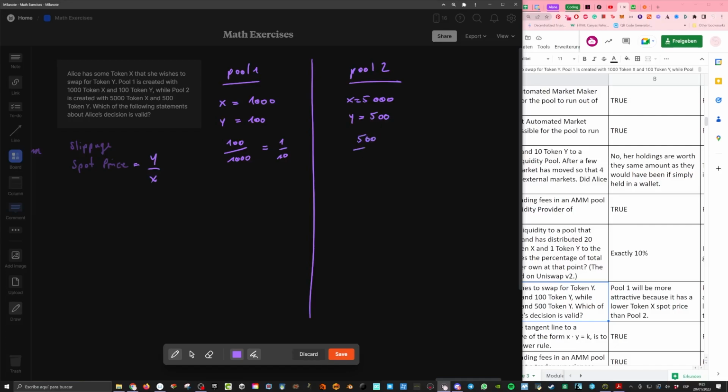And I think what they're trying to get us to notice is that even when the spot price is the same, the slippage will be different. Yes, and I guess the pool with the higher liquidity will be the better one. Yeah, exactly. So 500 by 5000, which is 1 by 10. That's the spot price, right?